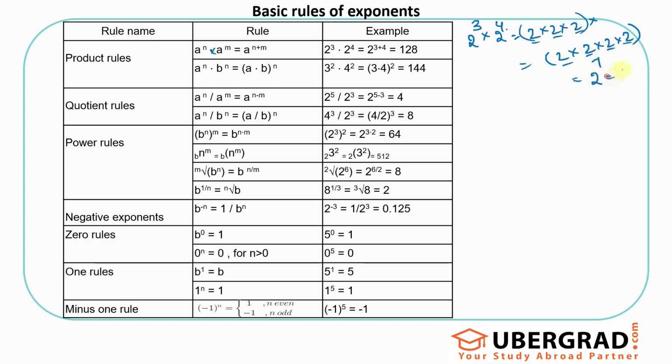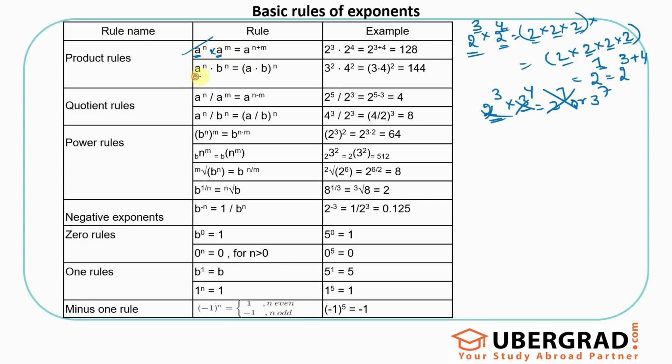How do I get this? This is 2 power 3 plus 4, that is 2 power 7. What you have to understand is, if I am asking what is 2 power 3 into 3 power 4, this is not 2 power 7 or 3 power 7. Understand, the bases have to be the same. Here the bases are not the same, so I cannot do this. Here the bases are the same, that's why I am able to do this.